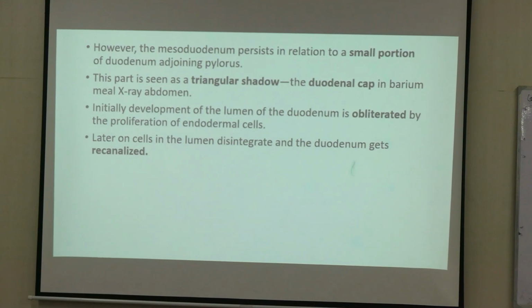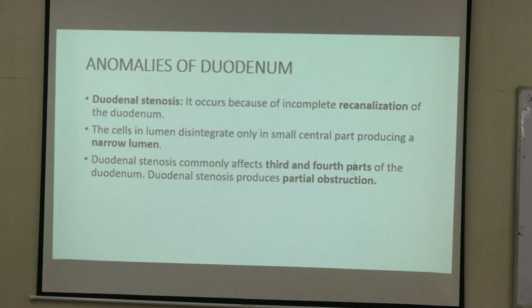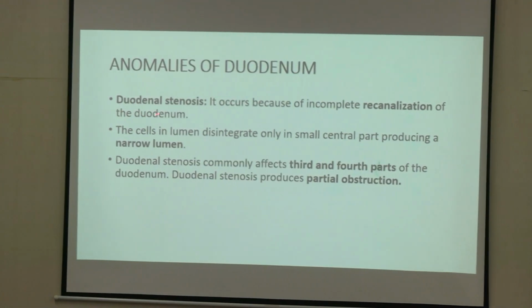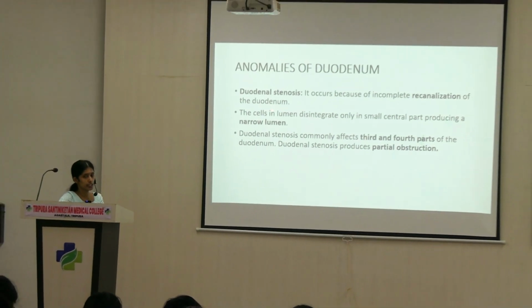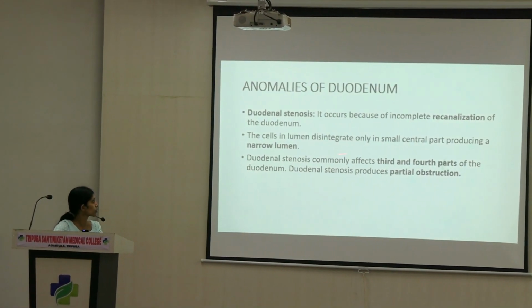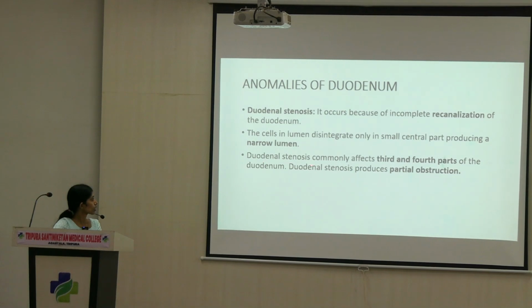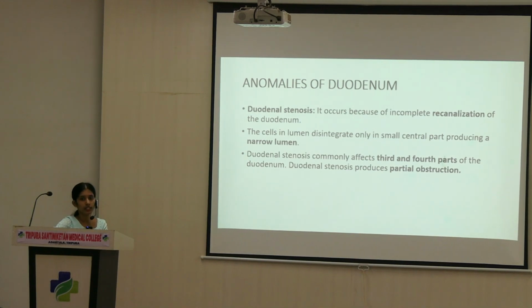Initially, the lumen of the developing duodenum is obliterated by the proliferation of the endodermal cells. Later on, cells in the lumen disintegrate and the duodenum gets recanalized. Anomalies of the duodenum. Duodenal stenosis occurs because of the incomplete recanalization of the duodenum. The cells in the lumen disintegrate only in a small part, producing a narrow lumen. Duodenal stenosis commonly affects the third and fourth parts of the duodenum, and produces partial obstruction in the food passage.